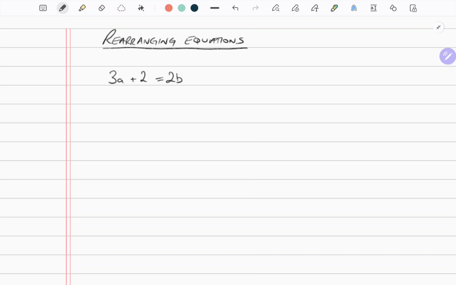Now what we would want to do here is subtract 3a from both sides. I'm just going to write out a little bit longer version. So 3a plus 2, bit of a space there, you'll see why in a second, equals 2b. So let's subtract 3a from both sides, minus 3a. What we can do here then is we can cancel out the plus 3a and the minus 3a, so we are left with 2 is equal to 2b minus 3a.